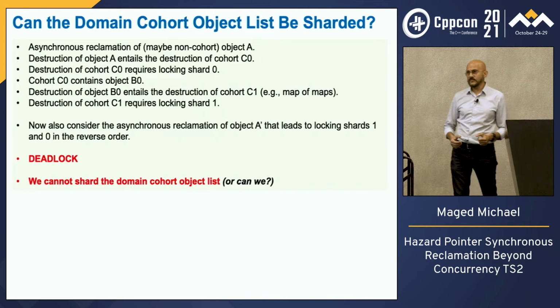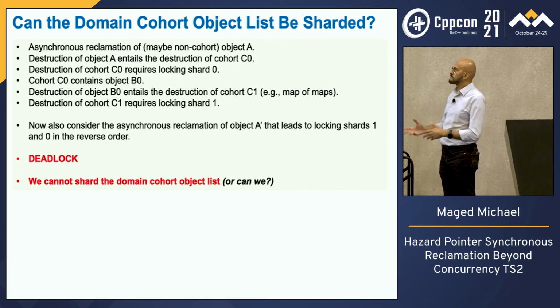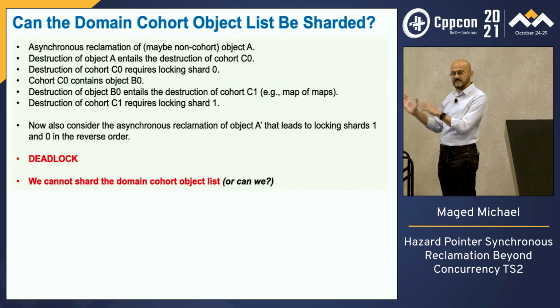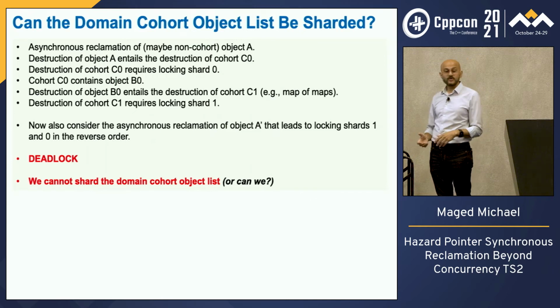The problem is we can have this kind of scenario where, without going into too much detail, you can see we're doing asynchronous reclamation of an object A. It includes the destruction of a cohort C0, which belongs to a shard 0. But that contains another object B0 that entails the destruction of a cohort C1, which belongs to a different shard. And now we could get into a situation where we have circular dependency and deadlock. So under this algorithm, we can shard the domain cohort object list.